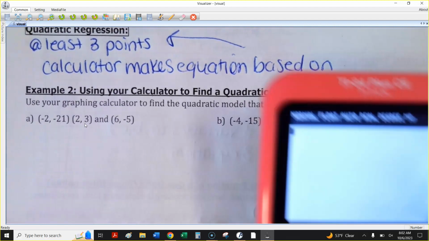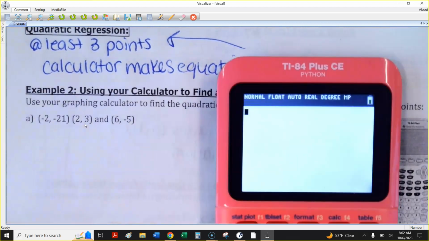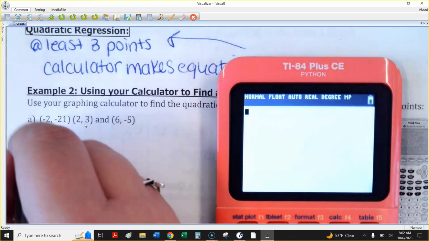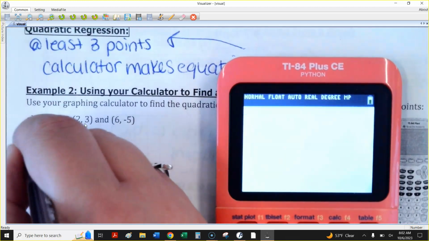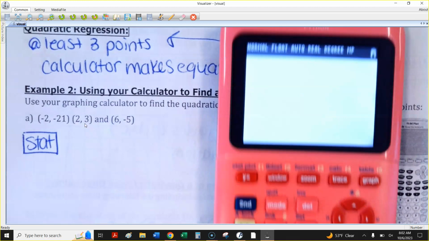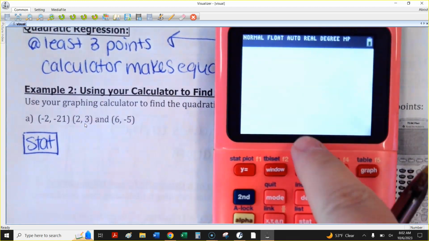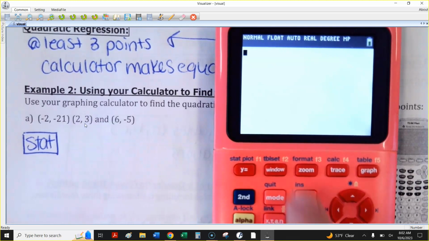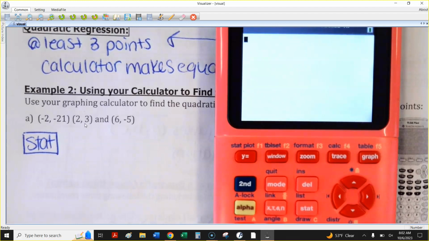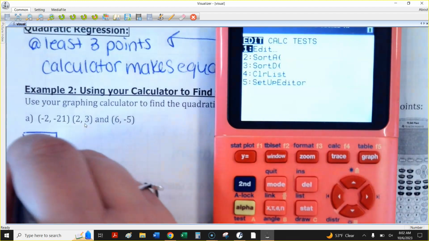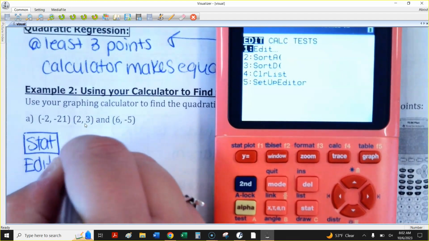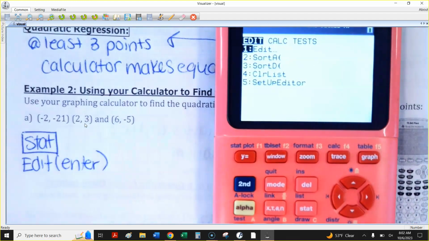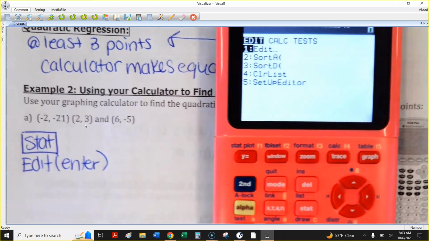Okay, so we're just going to grab our calculator real quick. You are going to hit a button that says stat. It's kind of in the middle, the third button down, if you guys see it. Do you see the stat button? That should be the same for an 83 or an 84. These are the same directions. So we're going to hit this stat button, and it's going to give you this menu here that says edit. Just go ahead and hit enter here, because we're going to put these points in.